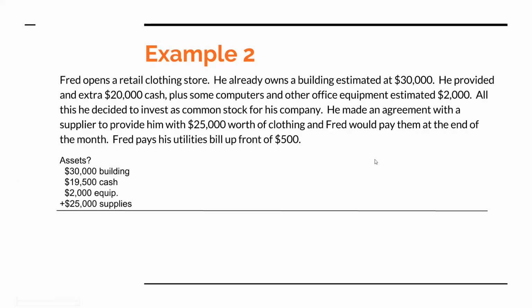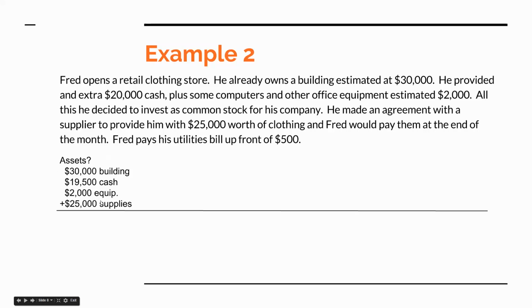So when we look at our assets, we have the building at $30,000, the cash at... Now some of you are probably going to yell and scream a little bit and think that $19,500 is not this $20,000 of cash, but Fred paid his utility bill up front of $500. And if we take $20,000 minus $500, that is $19,500 in cash. So that is why we have to have the $19,500 instead of the $20,000.